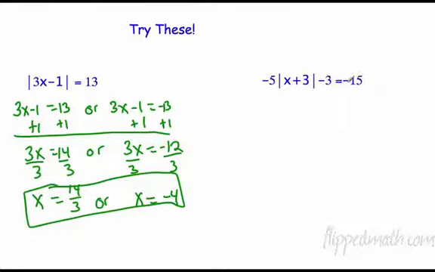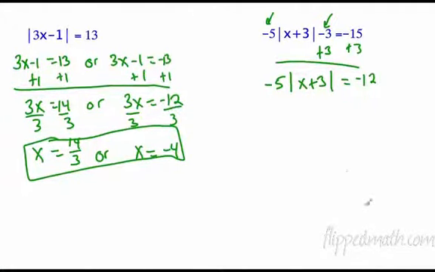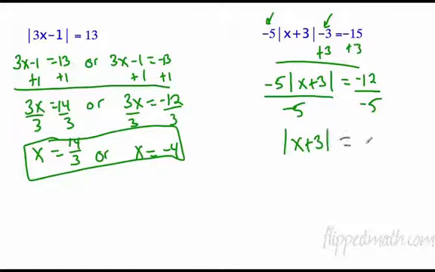Oh, it looks like it's a negative to start off with, so it looks like it's a no solution, right? But look, I have things that are outside the absolute value, so I need to solve it first. So I'm going to add 3 to both sides. Now I get negative 5 times the absolute value of x plus 3 equals negative 12. Now I need to divide by negative 5. Remember, you cannot distribute with an absolute value. So now I have the absolute value of x plus 3 equals a negative divided by a negative is a positive 2.4. Now we're good.